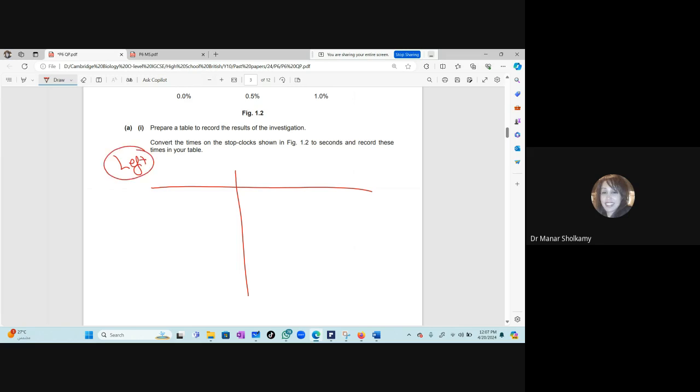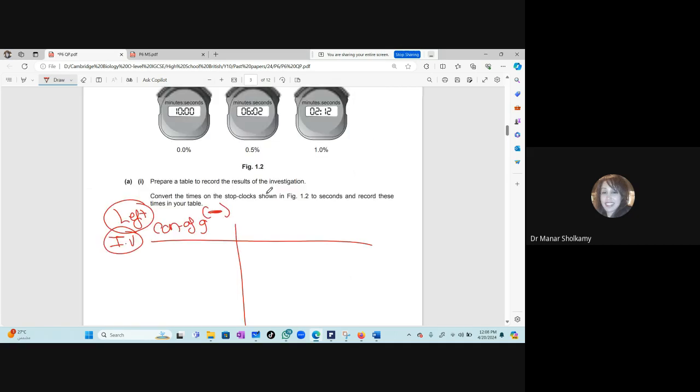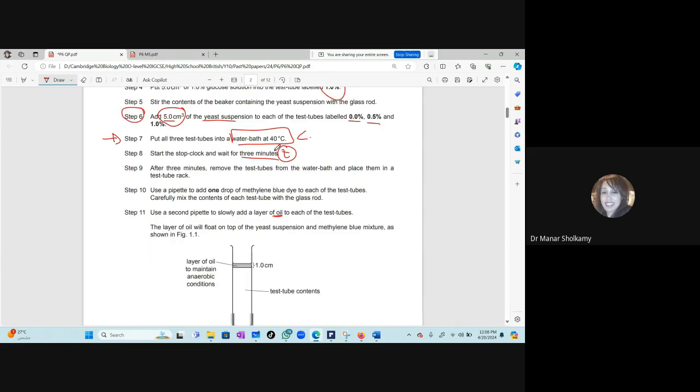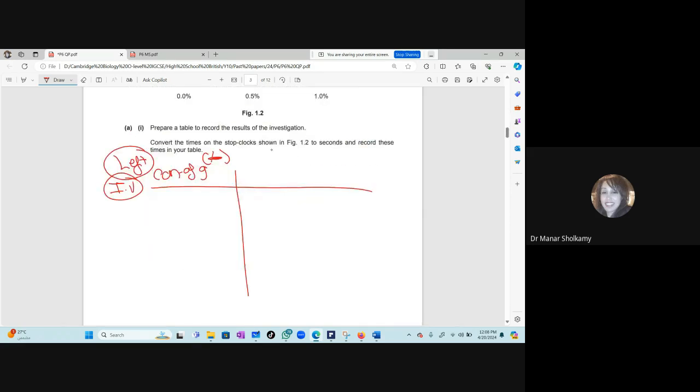We're talking here in general about any table. Which independent variable? Very good. The independent variable, in that case, will be the concentration of glucose and the units. The units here, you will not make it up. You will get it from the question. So the unit here is in percentage.